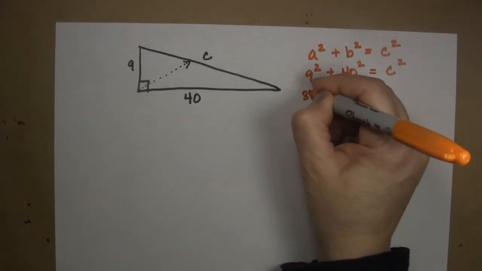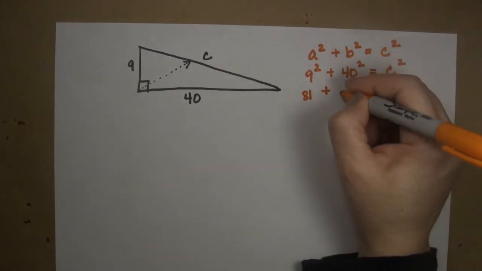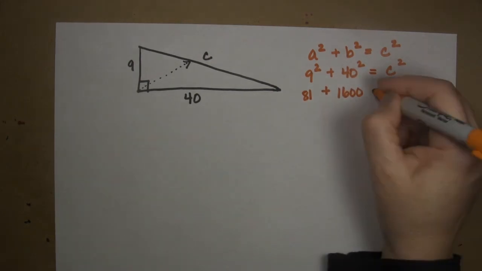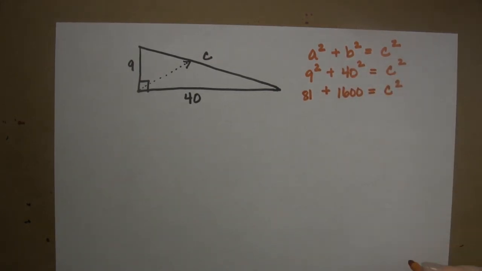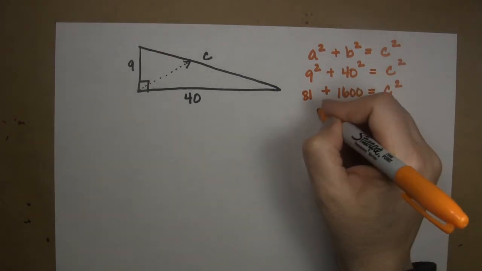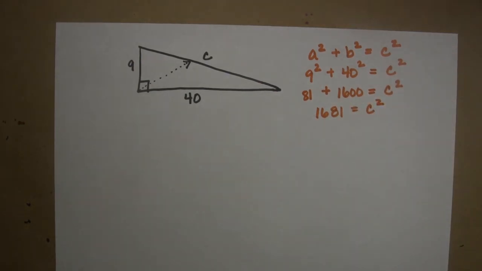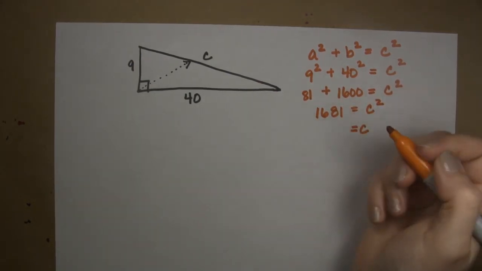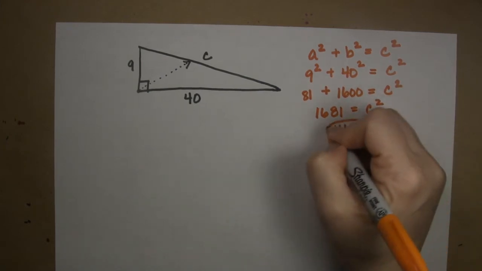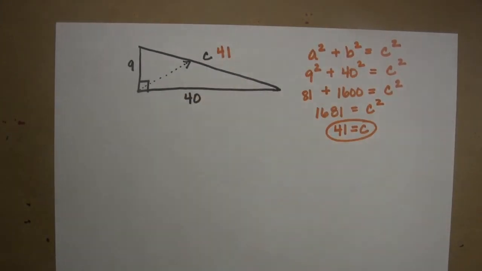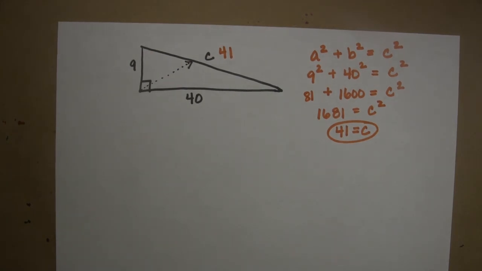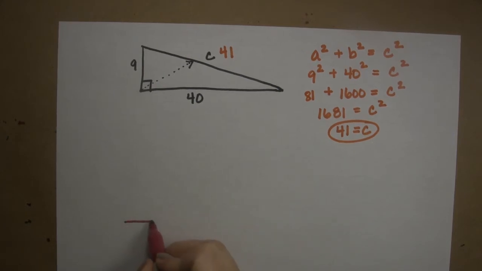So if you get out your handy dandy calculator, you get 81 plus 1,600 equals c squared. I know that's a big number, but don't be scared. You can do it. So we get 1681 equals c squared. I'm going to take the square root of both sides, and I get 41. 41 is the length of our hypotenuse. Okay? Make sure you put that in your calculator properly and make sure you get that answer. It should work out precisely to 41. Okay, let's do one more problem.